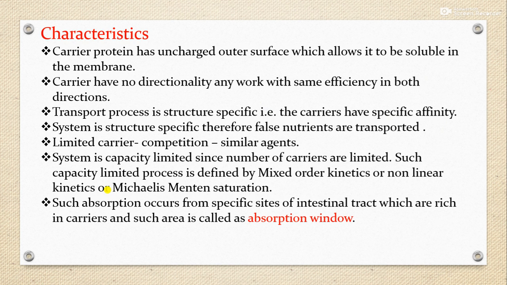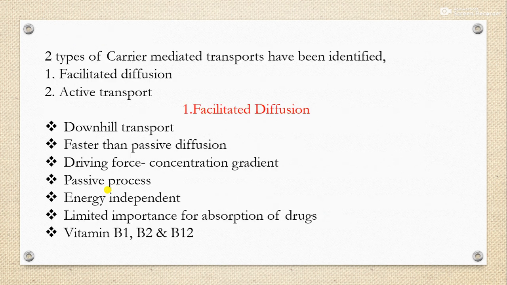Now in our body, this absorption takes place at particular sites, that is, specific sites of the intestinal tract which are rich in these carriers, and such an area is called the absorption window. There are two types of carrier mediated transports. The first one is facilitated diffusion and the second one is active transport.